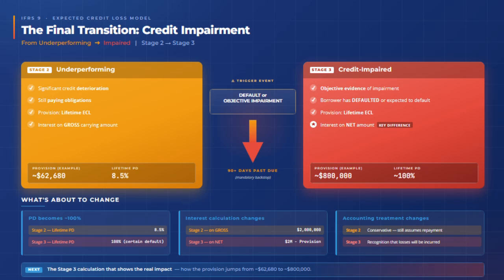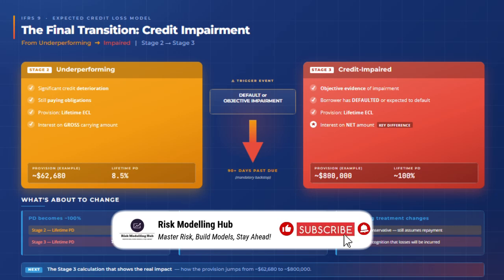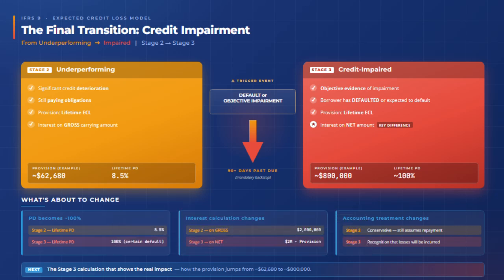The moment you have that objective evidence that the borrower has defaulted or cannot pay, the loan moves to stage 3. The 90-day past due backstop is mandatory. Even if a borrower is 90 days late, the automatic stage 3 classification applies. Now the stage 3, the credit impaired stage. Now you have this impairment evidence. The borrower has defaulted or is expected to default, and because of that the provision jumps to 88,000. Or sorry, the provision jumps to 8 lakhs.